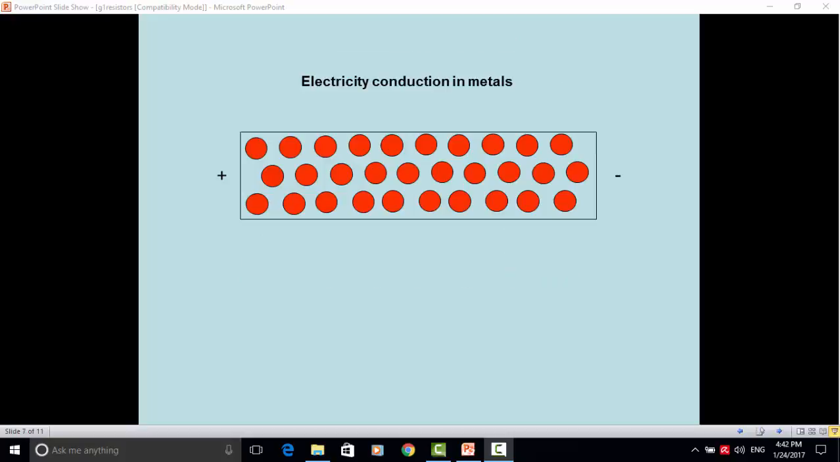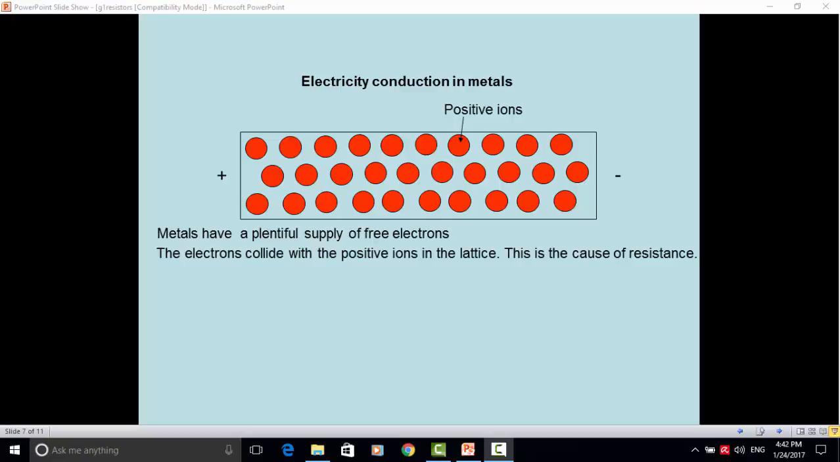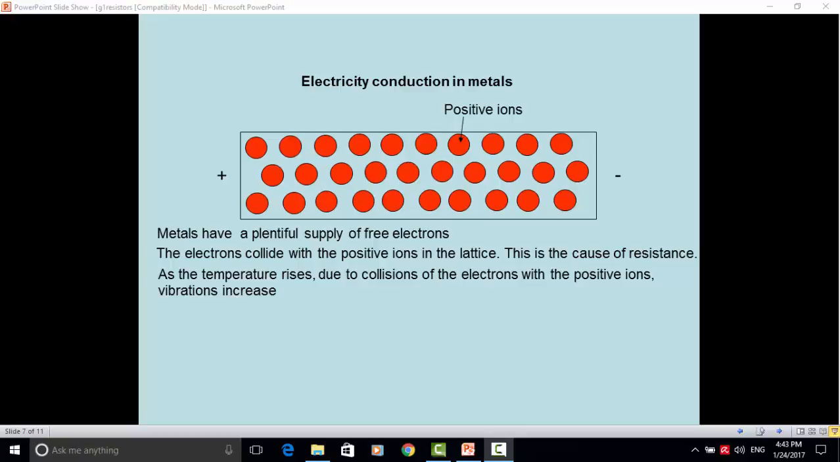Just to quickly look at why this happens, with electricity conduction in metals, we have plenty of free electrons, and the free electrons will travel from negative to positive, but they will collide with the positive ions on their way, maybe taking a path something like this. As the temperature rises, due to collisions of the electrons with the positive ions, the vibrations of the ions increase, something like this, and so there are more collisions, and thus more resistance.